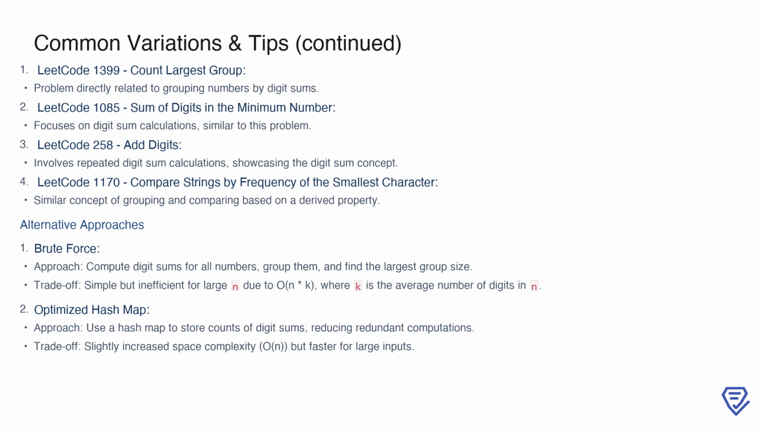When it comes to alternative approaches, a brute force method involves calculating digit sums for all numbers, grouping them, and finding the largest group size. While this is simple, it's inefficient for large n because its time complexity grows with O(n*k), where k is the average number of digits in n. A more optimized approach uses a hash map to store digit sum counts, which eliminates redundant computations. This sacrifices slightly more space but is significantly faster for large inputs.